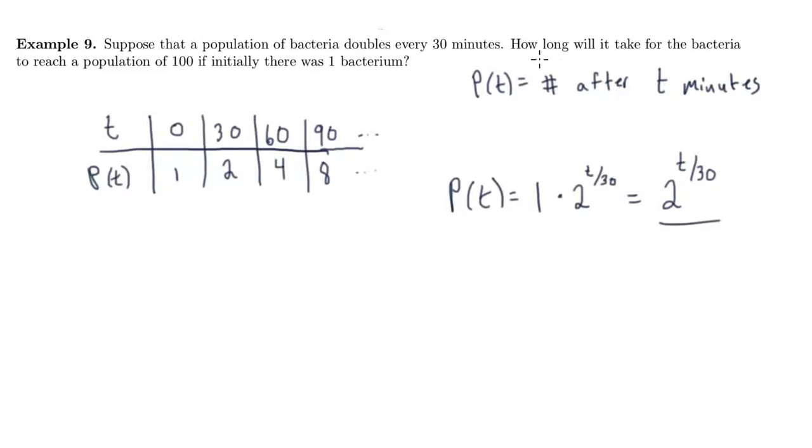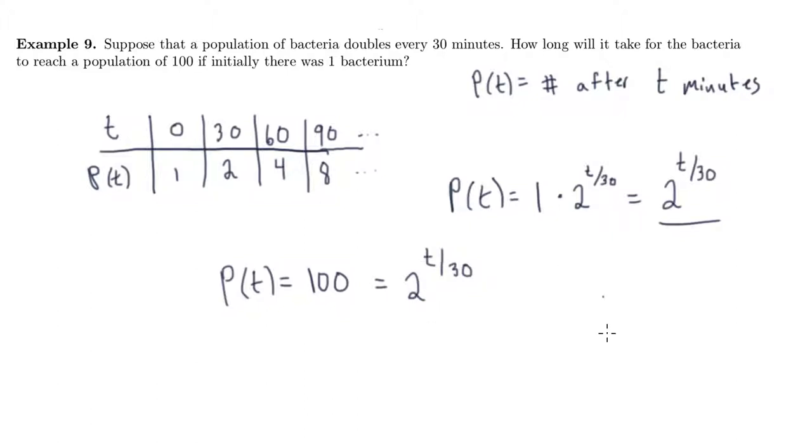Now I want to know how long it will take for the bacteria to reach a population of 100. So in other words, I want to find t for which P of t equals 100. So I want 100 to be 2 to the t over 30, and I need to solve for t. So this is going to illustrate the inverse relationship between exponentials and logarithms. I'm trying to solve for t. I need to isolate t. But t is up in the exponent of an exponential function.